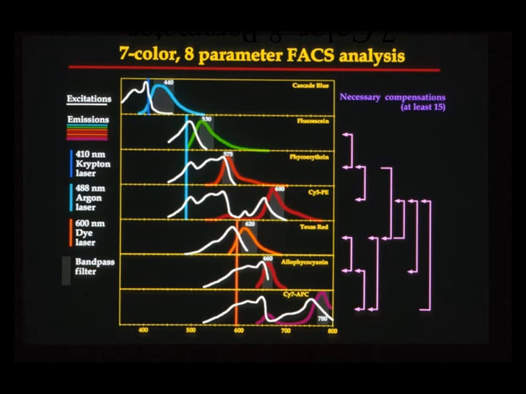Now we're moving up to the very modern machine, the present, and it's going to be the future of FACS. So it's a 7-color, 8-parameter FACS analysis. And you see how the different laser lines are used for excitation, and the bandpass filters allow you to pick up the different kinds of emissions. I think the slide is self-explanatory, and you can study it all you desire. I'm just going to move on to the next slide.